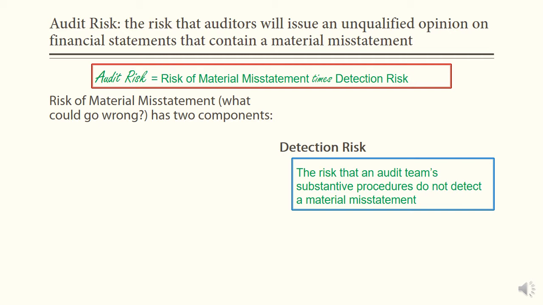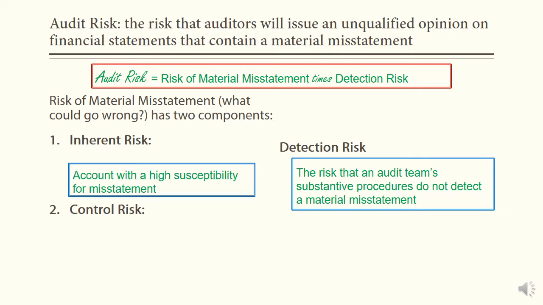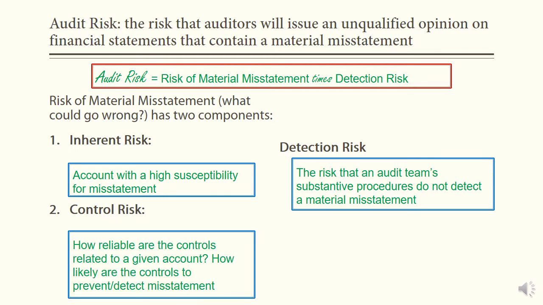Risk of material misstatement has two components: inherent risk and control risk. Inherent risk is an account with a high susceptibility for misstatement, something that's risky just because it is. The revenue account is an example of this. Control risk is a measure of how likely controls are to prevent or detect a misstatement.